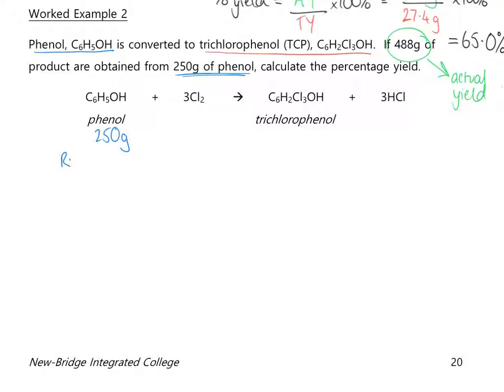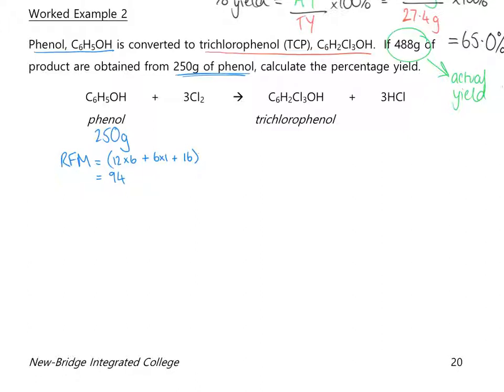What's the RFM of phenol? You're probably better doing it at this stage. Well, I've got 6 carbons, so it's going to be 12 times 6. And I have 6 hydrogens in total, so it's going to be 6 times 1. And I have 1 oxygen, so that's going to be 16. That gives you an RFM of 94.